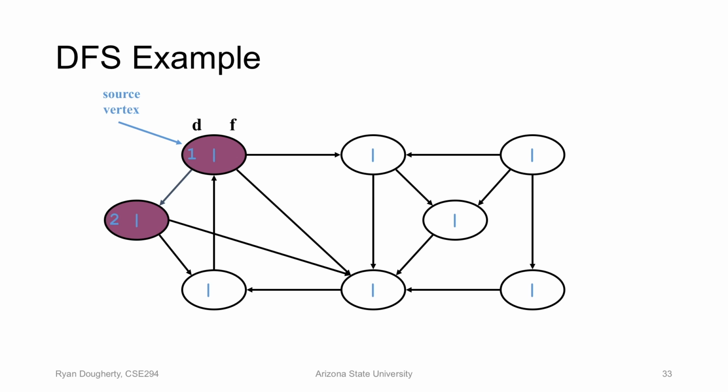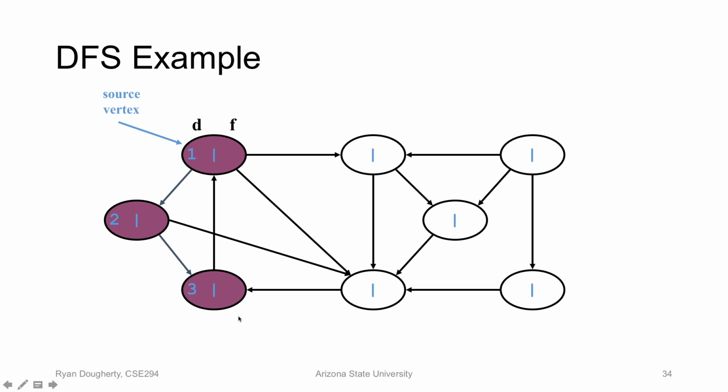So I colored that vertex gray. Now what I need to do is look at each of this vertex's neighbors and go in that direction, recursively calling myself. It turns out I'm just going to pick this vertex, because I could have gone with this one also, but let's just say I picked this one. I'm just going to keep going in this direction until I can't go anymore.